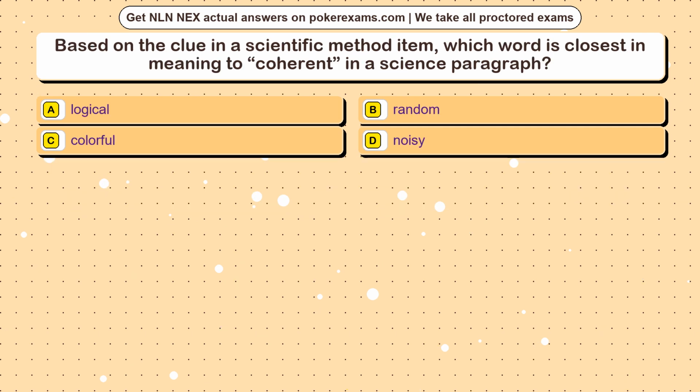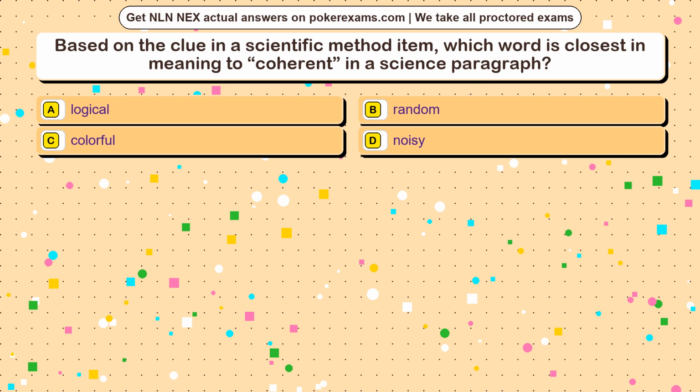Question 17. Based on the clue in a scientific method item, which word is closest in meaning to coherent in a science paragraph? Option A, logical. Option B, random. Option C, colorful. Option D, noisy.